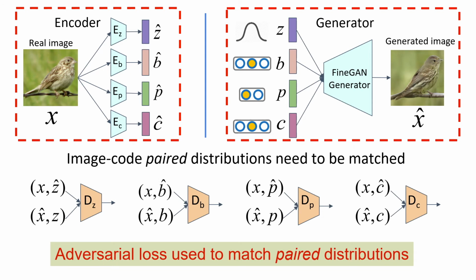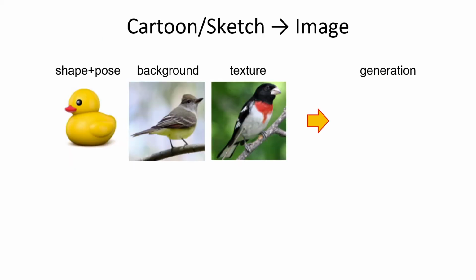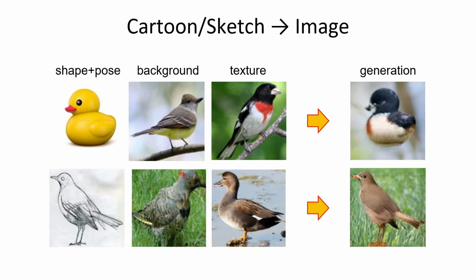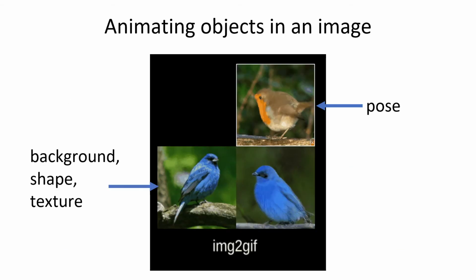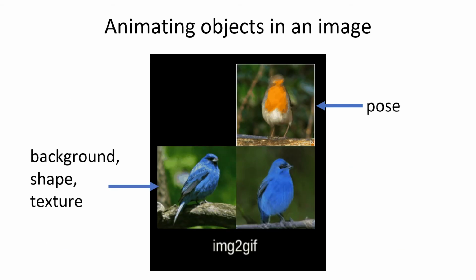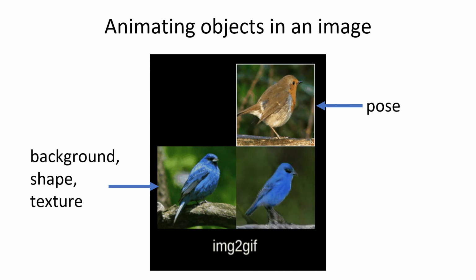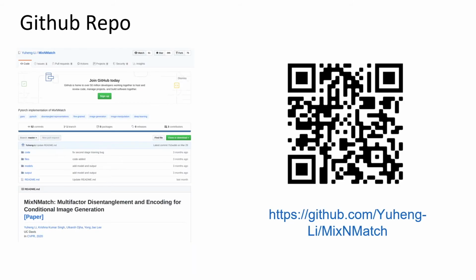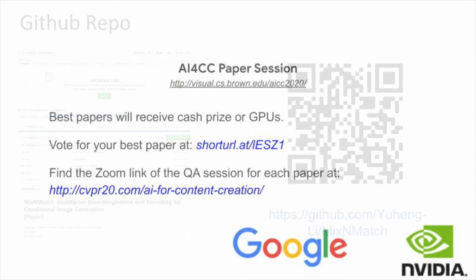We use adversarial learning to match the paired image code distributions between the encoder and the generator. With mix and match, we can colorize cartoons or sketch images where we take the background and foreground color from different real images. We can also animate an object by taking the pose from a reference video clip. Our code and web demo are available on the GitHub link.